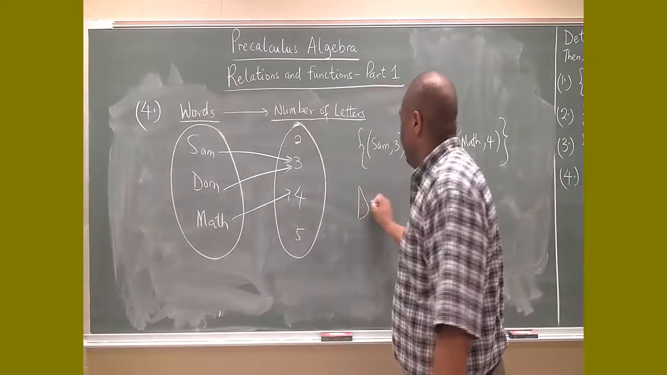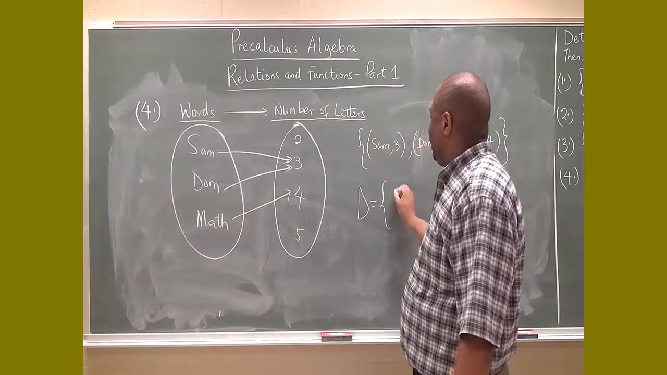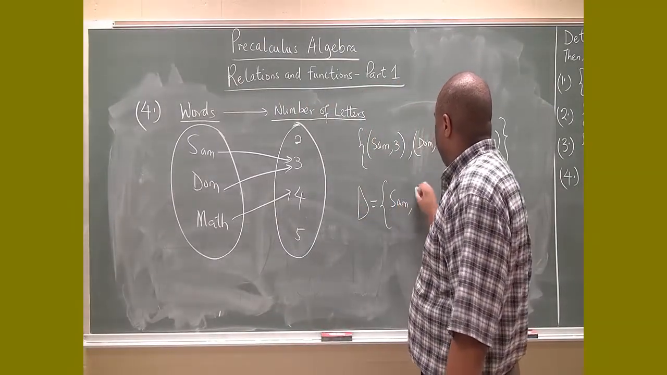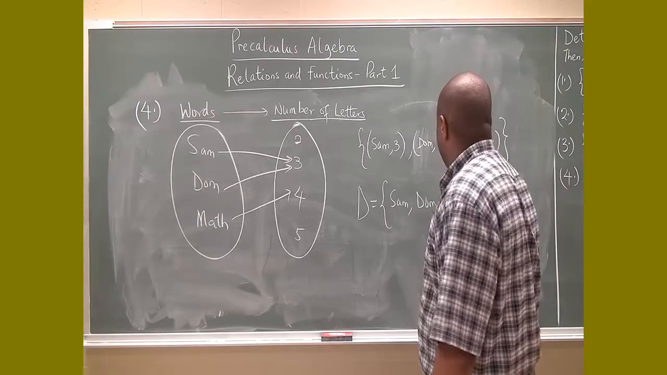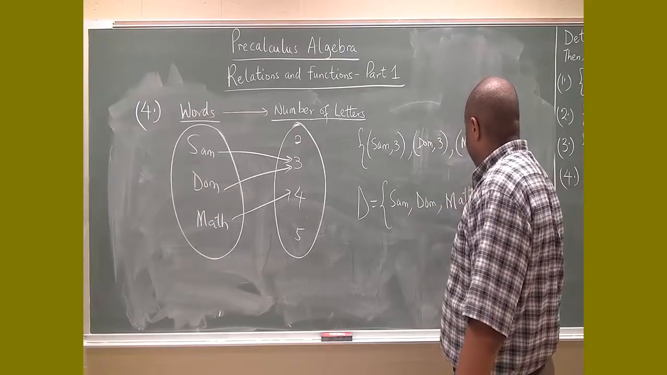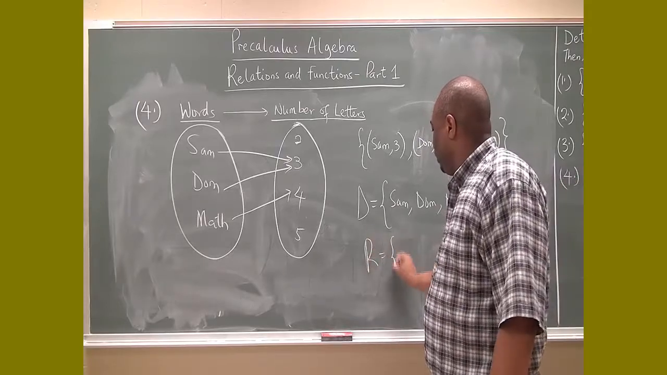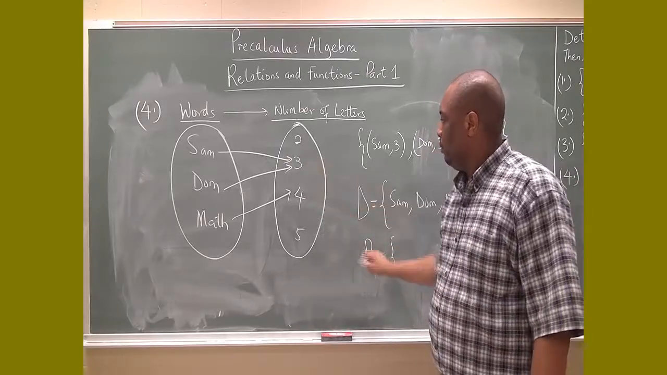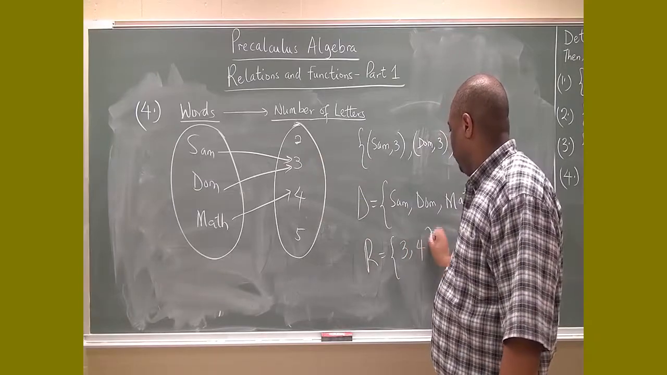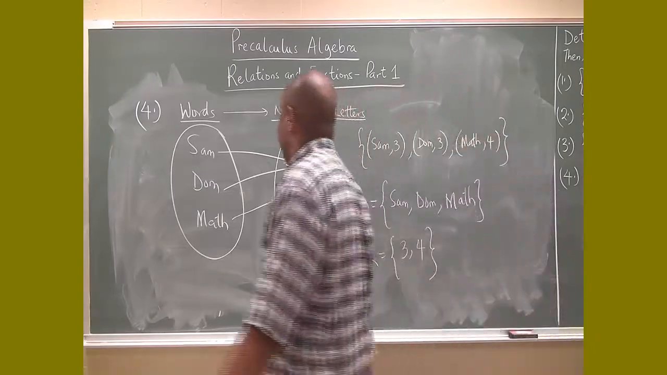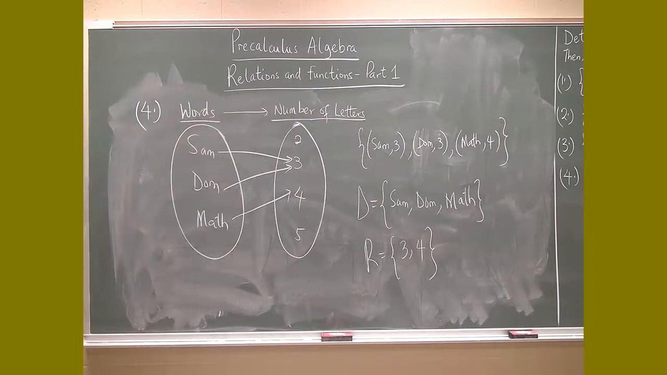Right? So the domain here will be Sam, comma, Dom, comma, Mark. And then the range will not be all of them. The range will only be what? 3 and 4. Only 3 and 4. 2 and 5 are not included.